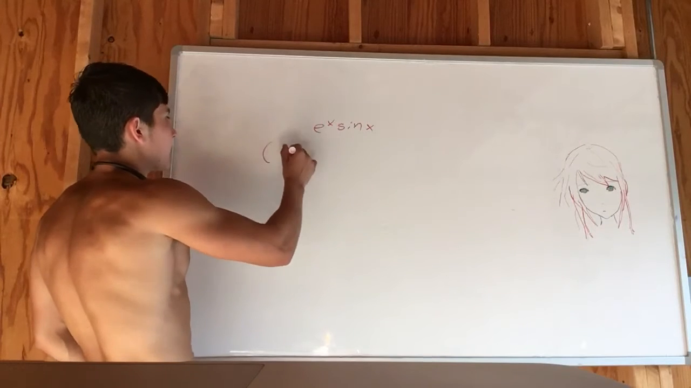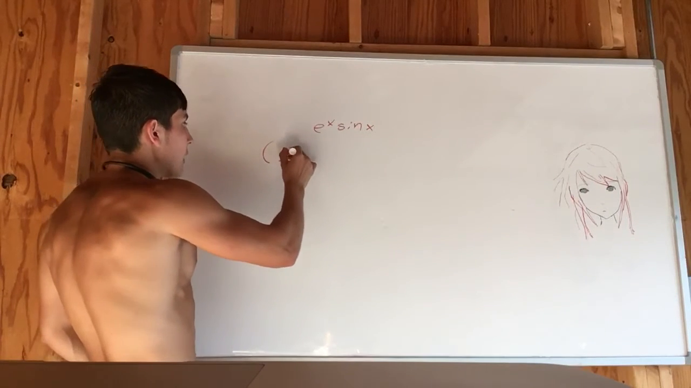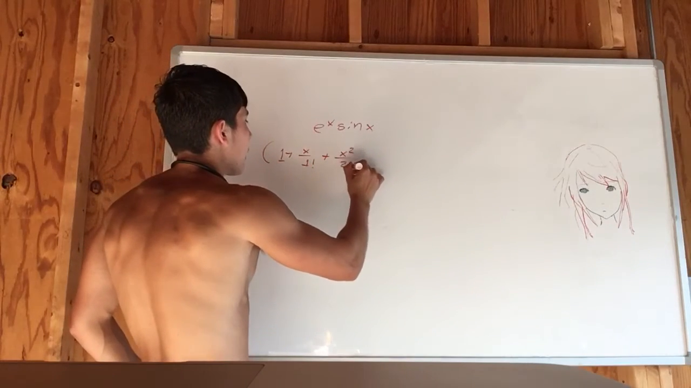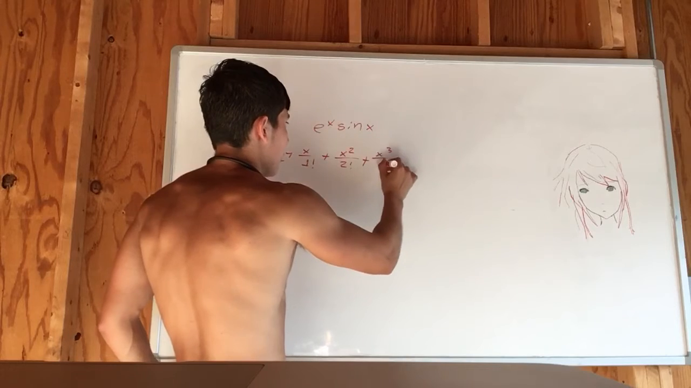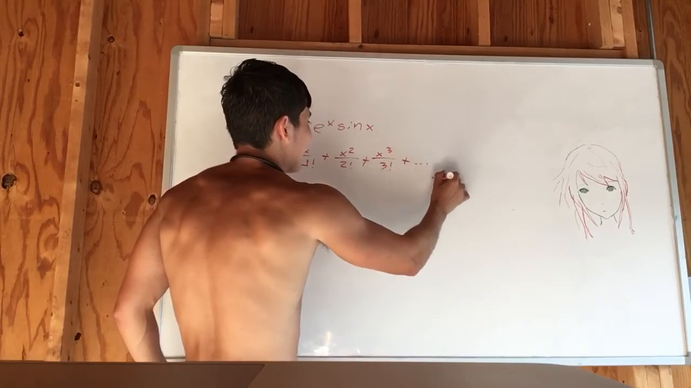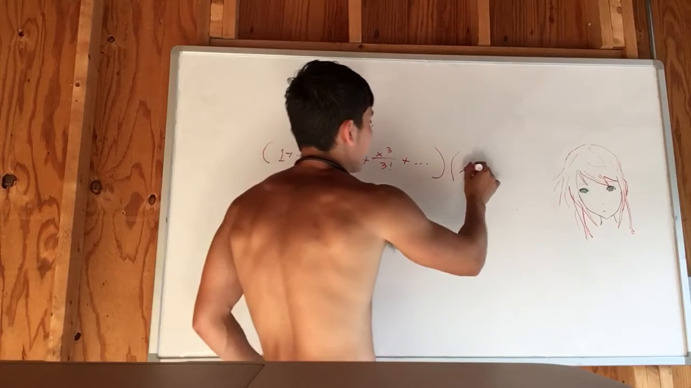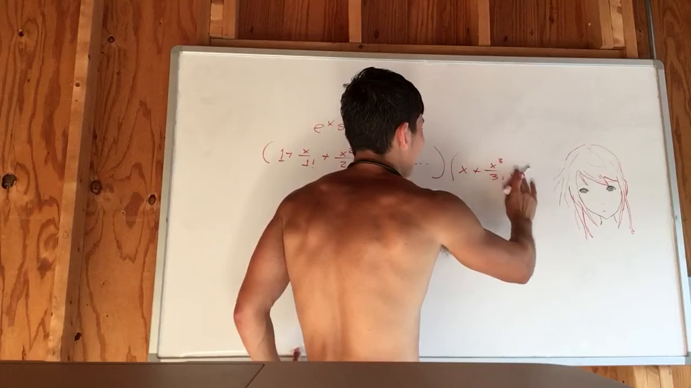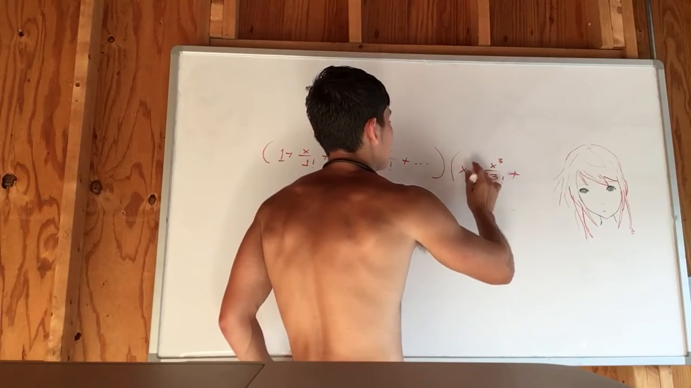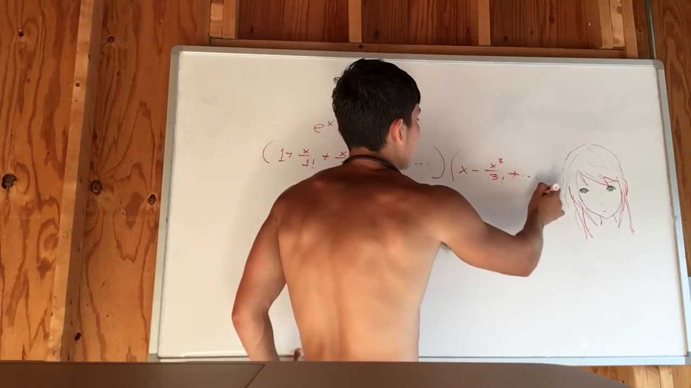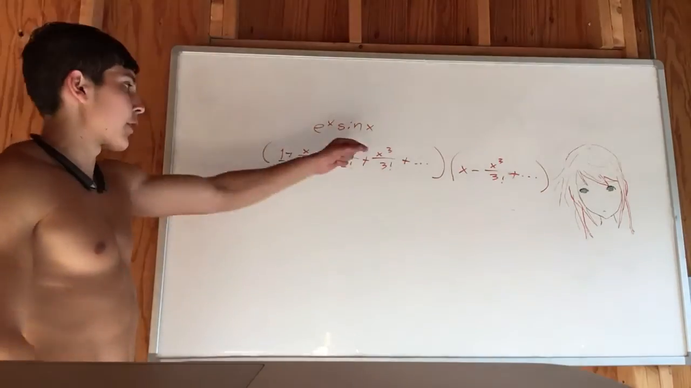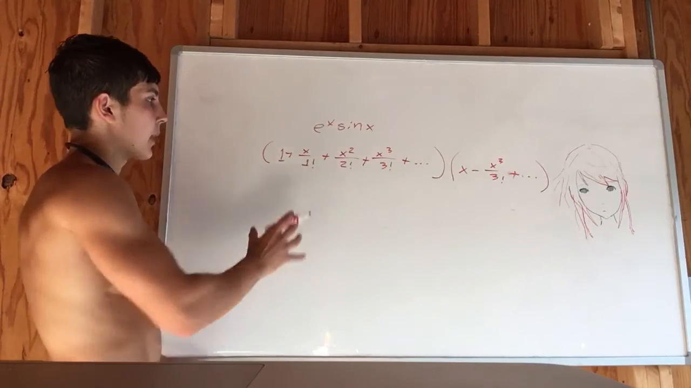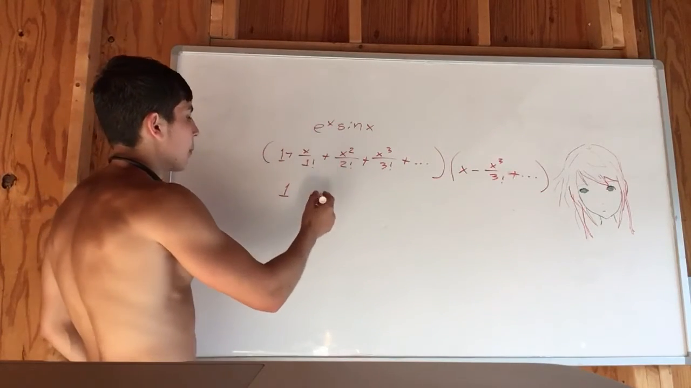So for e to the x, what is the Maclaurin series for that? It turns out to be this: x squared over 2 factorial, x cubed over 3 factorial. Looks like that. For sine of x, we have x plus x cubed over 3 factorial. It's actually minus, and then we add. That's for sine of x over there. This is for e to the x. Like I said, we multiply these and then group the like terms.